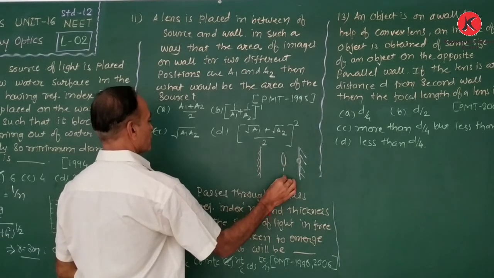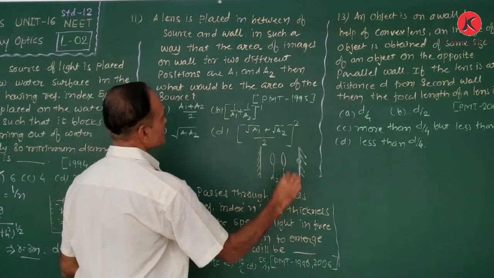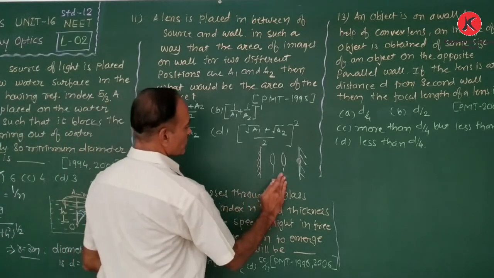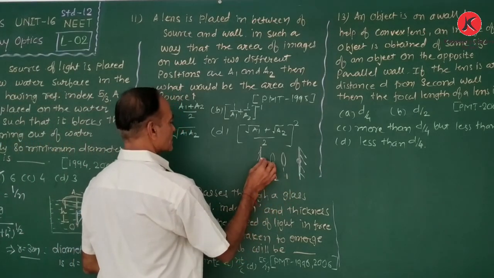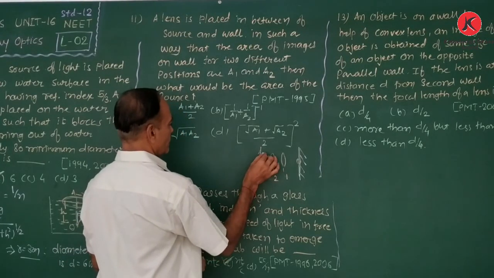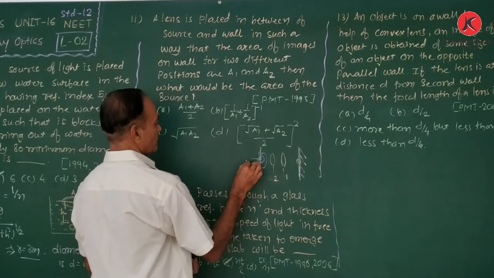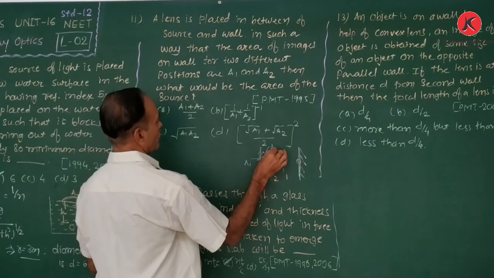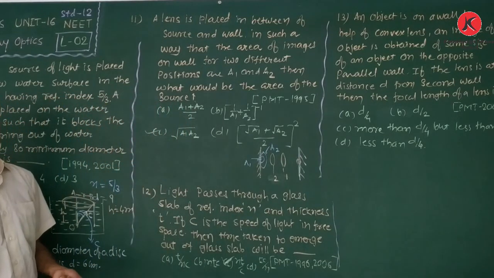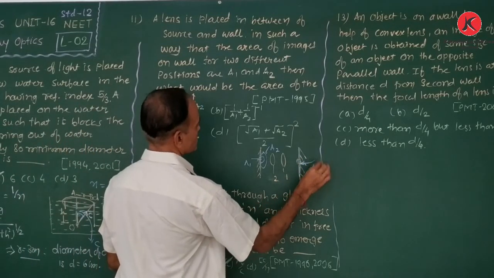For two different positions of a lens, there is A1 and there is A2. The areas obtained on the wall are A1 and A2. Then what should be the area of the source? We have to find out the area of the source.